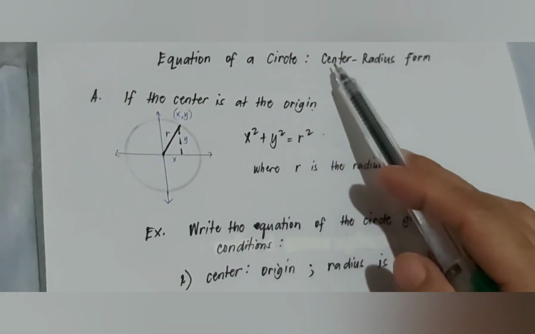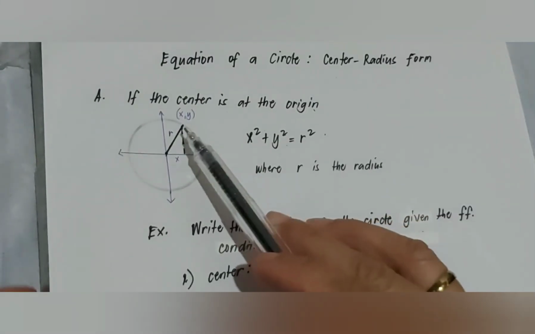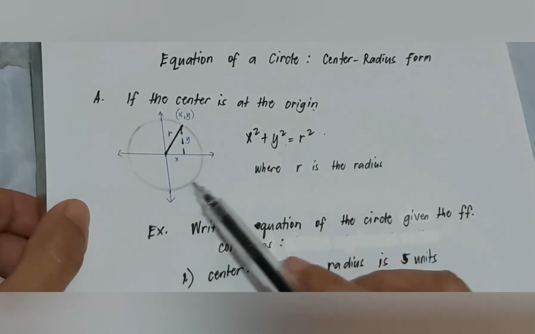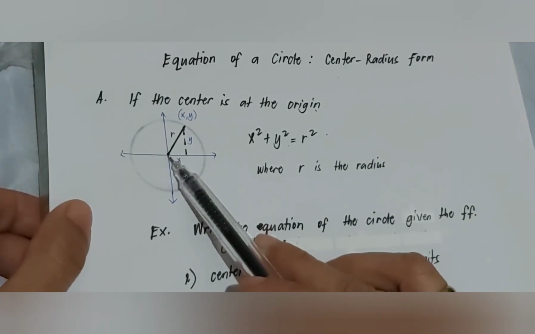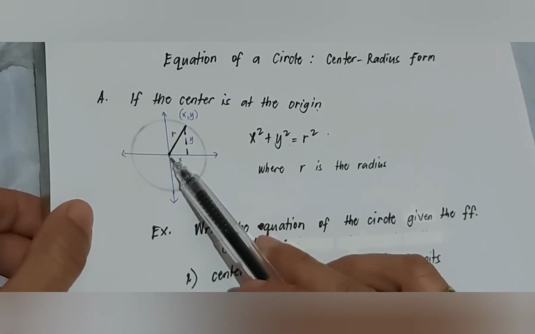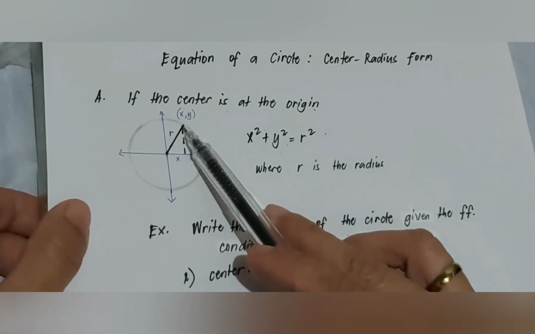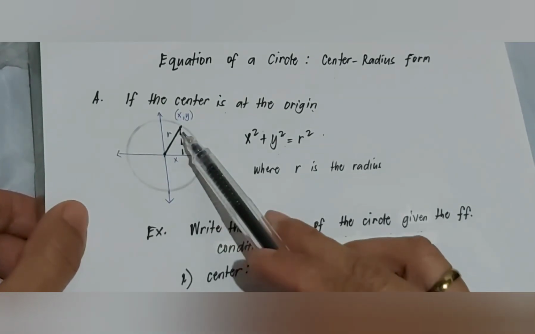Equation of a circle, center-radius form. If the center is at the origin, look at our illustration. A circle is drawn in a Cartesian plane with the center at the origin, 0, 0. Let's take one point (x, y). If you connect this, we'll create a right triangle, right?